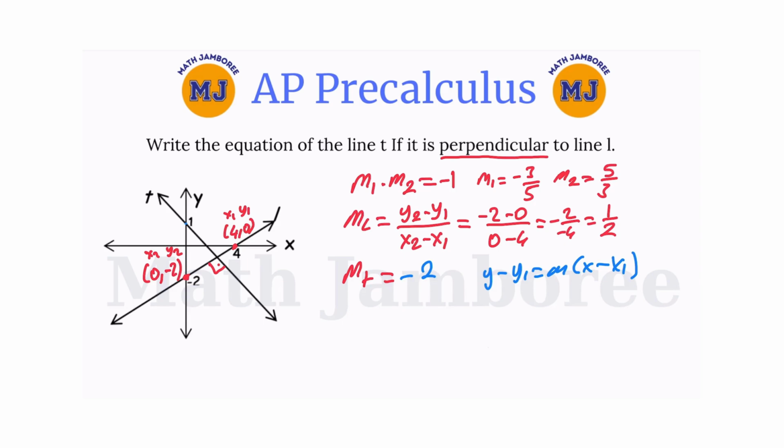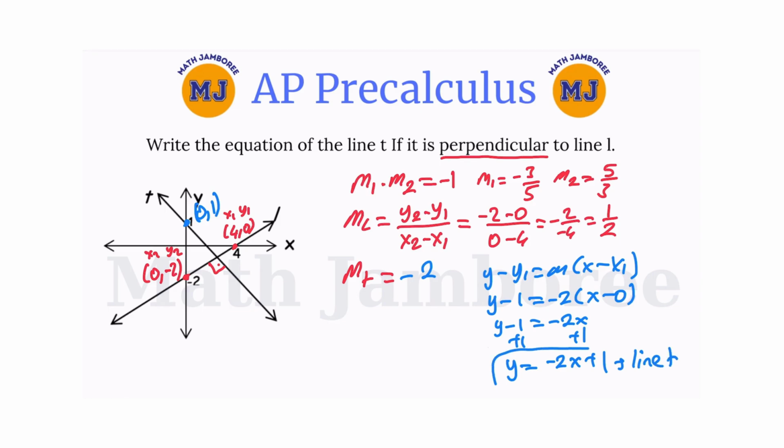We know that this line T is passing through this point, and what are the coordinates of that point? It's 0 and 1. So we're just going to substitute: y minus y1 is 1, and slope is -2, x minus 0. If you distribute this, y minus 1 equals -2 times x, which is -2x. You don't have to multiply -2 by 0 because it's going to become 0 anyway. Add 1 to both sides. y is -2x plus 1. This is the equation of the line T. This is how we calculate it.